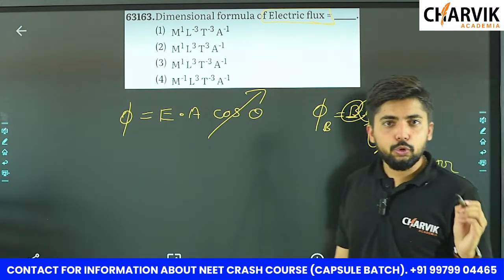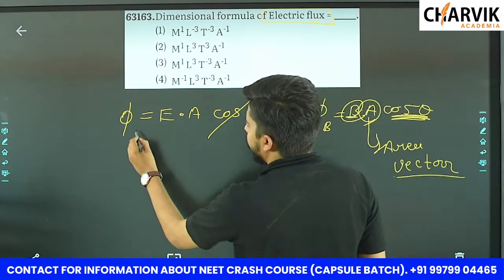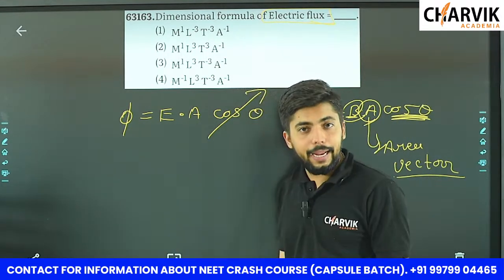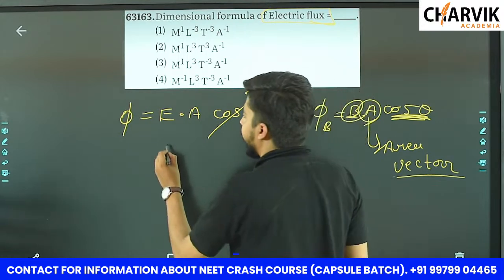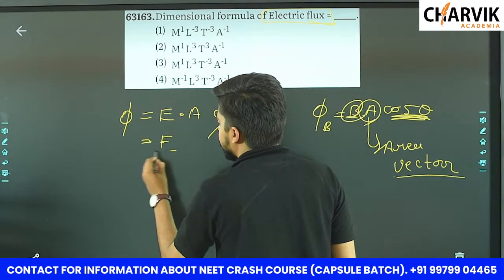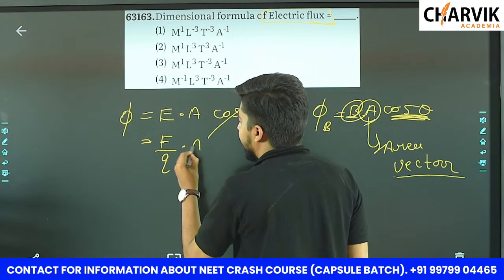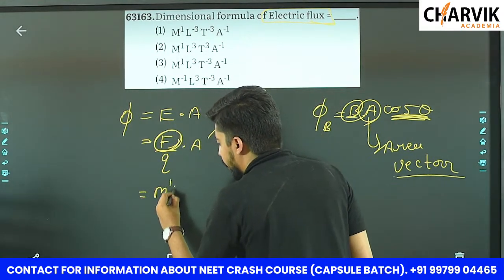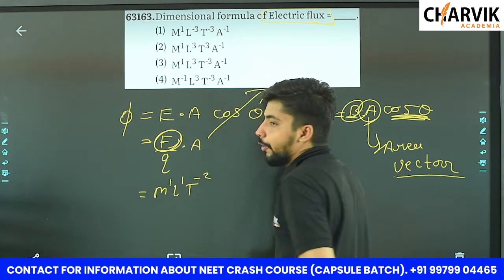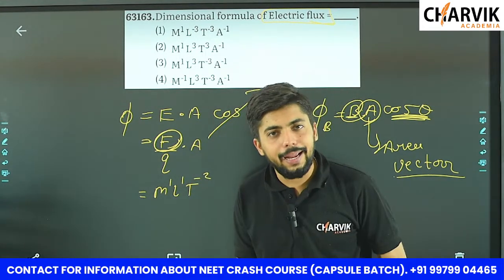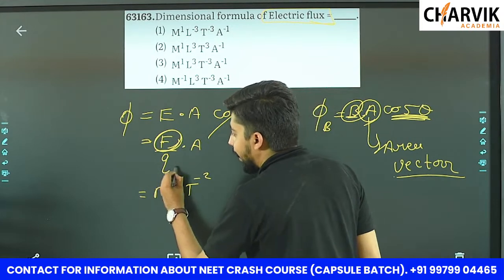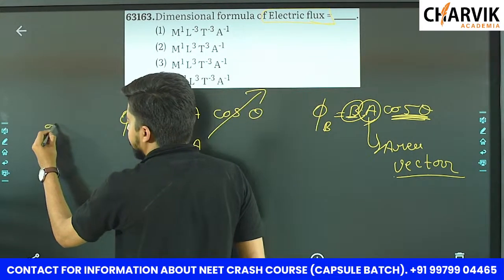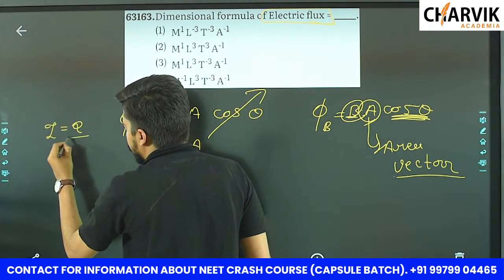But right now to solve this question, we just need the formula. Flux equals E into A. How can we write the electric field? We can write the electric field as force divided by charge into the area. What is the dimensional formula of force? It is M1 L1 T minus 2. If you don't remember it, you can get it by F equals ma. How will you write the dimensional formula of the charge? There is a formula, I equals Q by T.